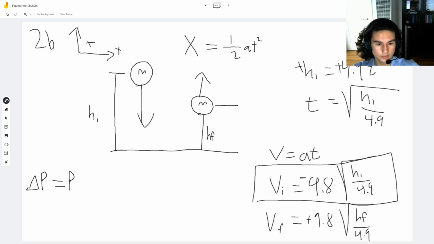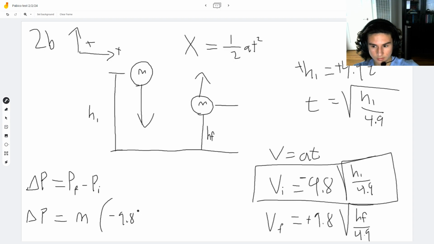And impulse, we know, is p final minus p initial. And we're given the mass, we're given velocities, so all we have to do now is plug them in. So change in p is equal to mass times negative 9.8 root h1 over 4.9, and then minus m times positive 9.8 root h final over 4.9.